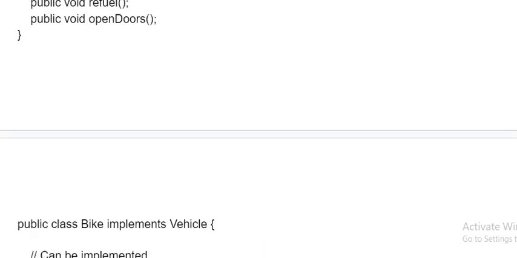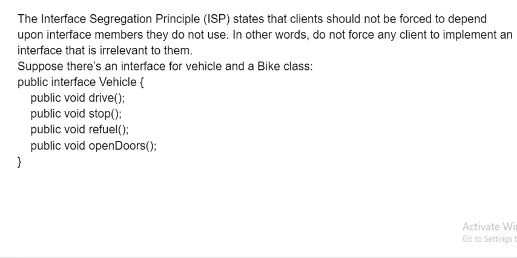The fourth one is interface segregation principle. The interface segregation principle states that clients should not be forced to depend upon interface members that they do not use. In simple words, we are not forcing any of the classes to implement an interface that is irrelevant to them.